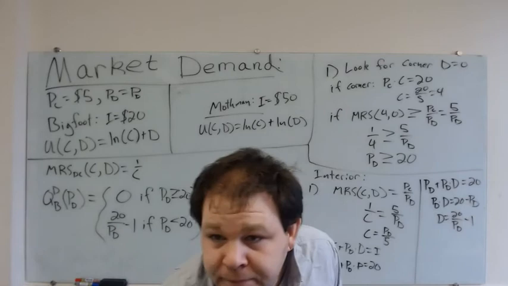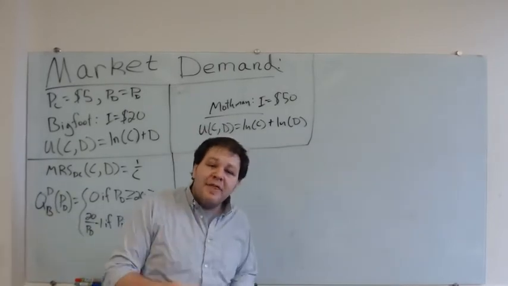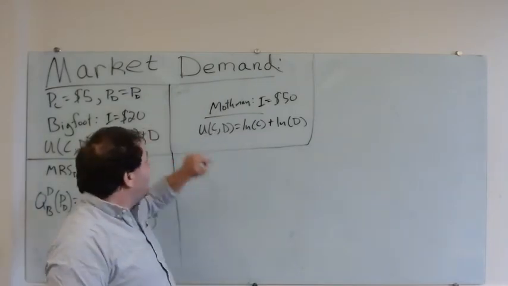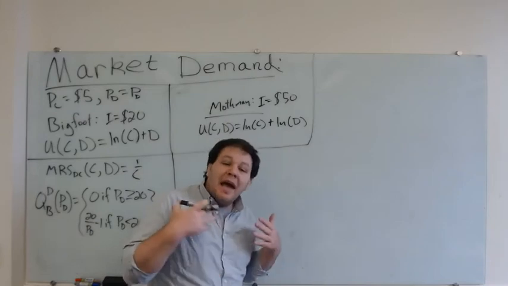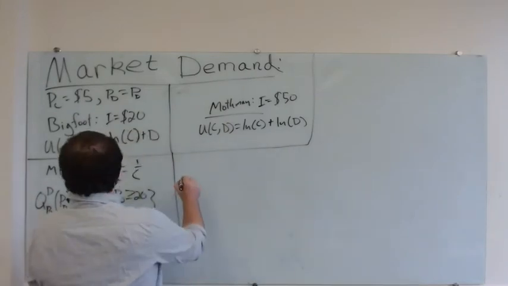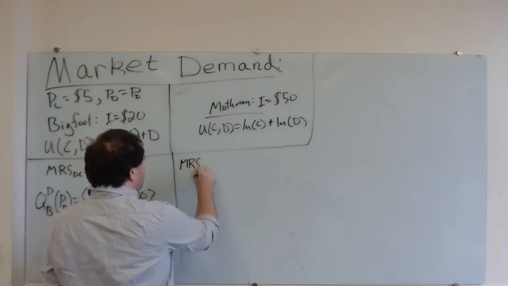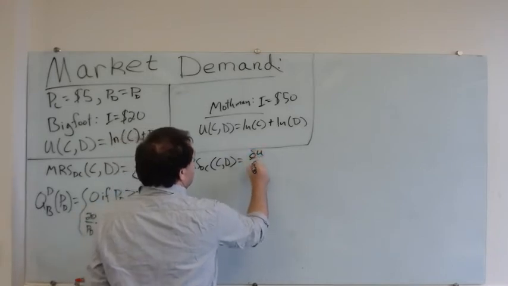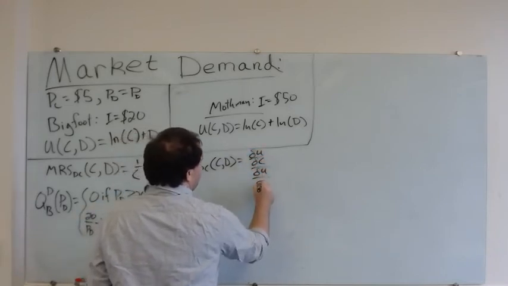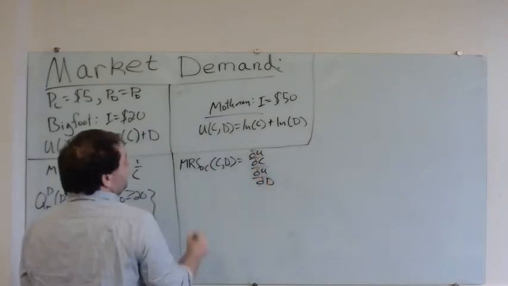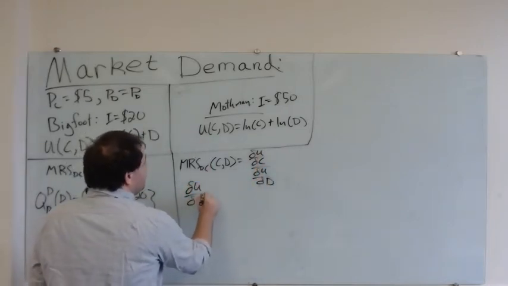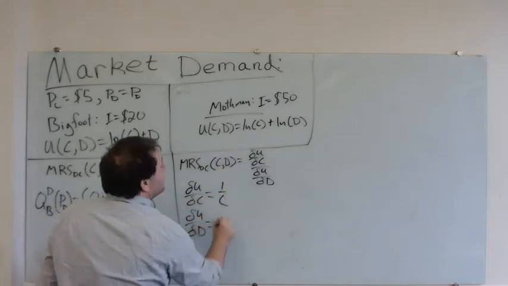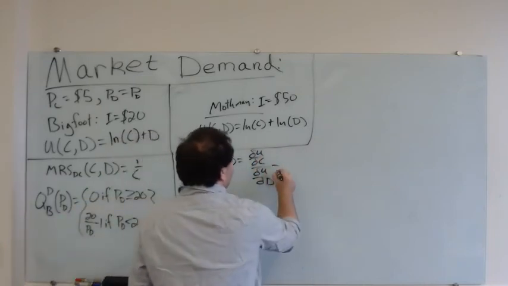Okay, so we're going to do the same thing when we're solving for Mothman's market demand, right? We're going to figure out at any given price, PD, how many dolly paintings Mothman is going to buy. And once again, let's start by calculating Mothman's MRS, right? So we can say our MRS of D for C is going to be du dC over du dD, right? We'll say du dC is going to equal 1 over C, and du dD is going to equal 1 over D, right? So our MRS is going to be 1 over C divided by 1 over D, which equals D over C.